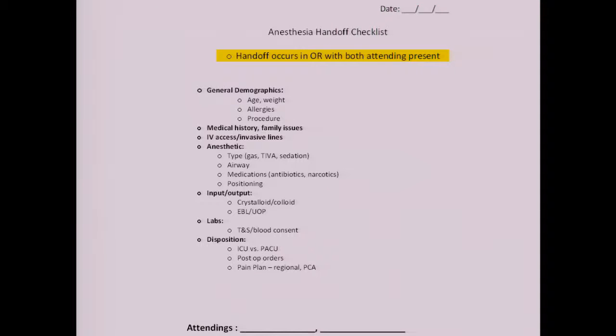If you failed to hand off via the protocol, you received an email within 48 hours, and then you received a phone call 24 hours after that from someone on the improvement team who not only stressed the importance of this initiative, but also said, now, why didn't you use the handoff tool? Why didn't you hand off in the operating room? Because we found that there were also some barriers that we had to fix to being able to comply with the protocol that we had put forward.